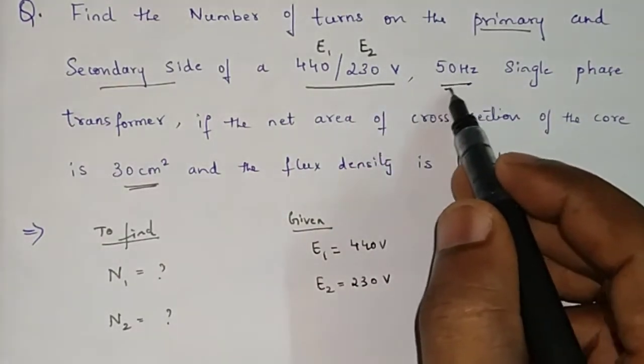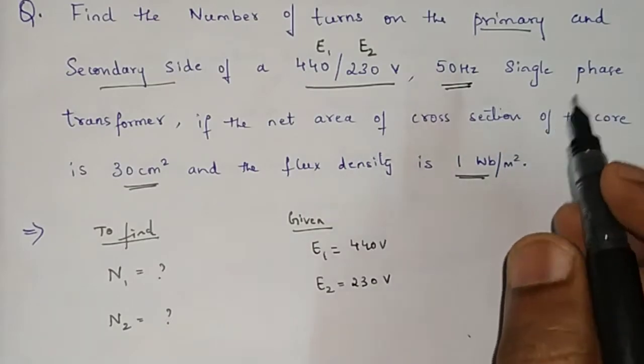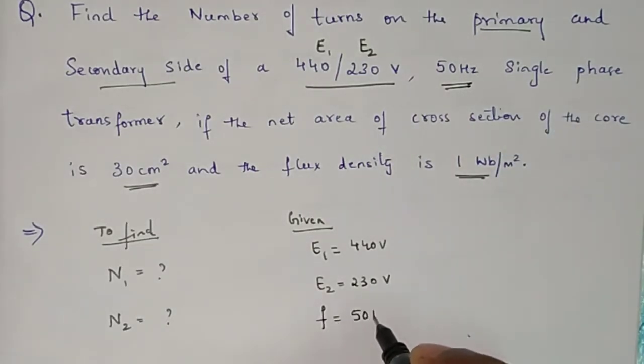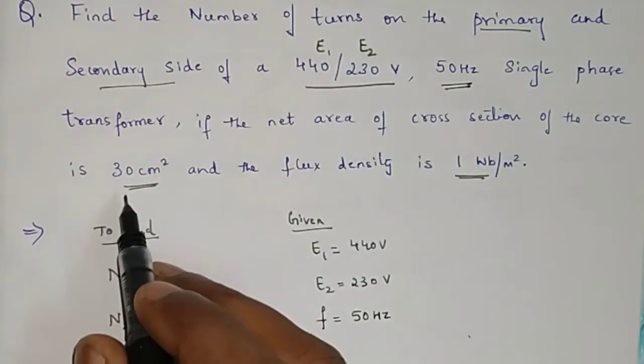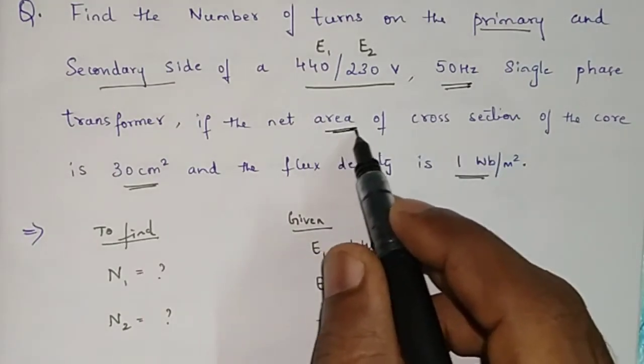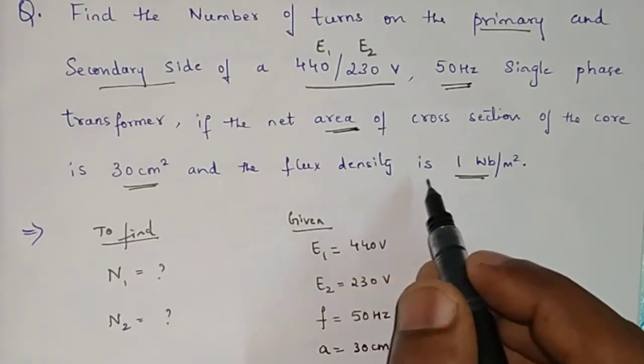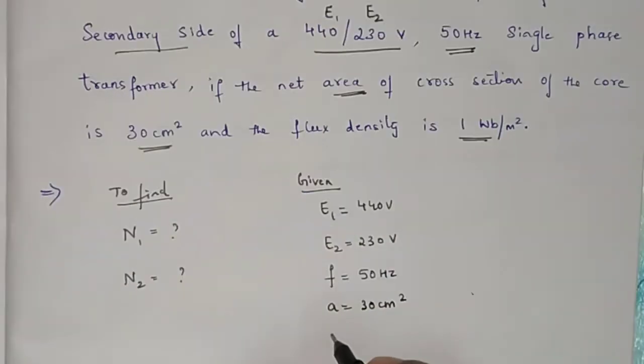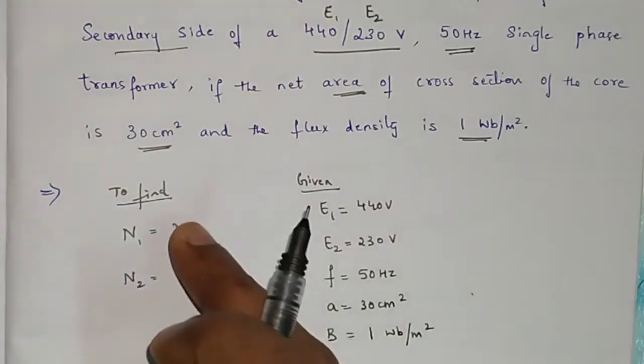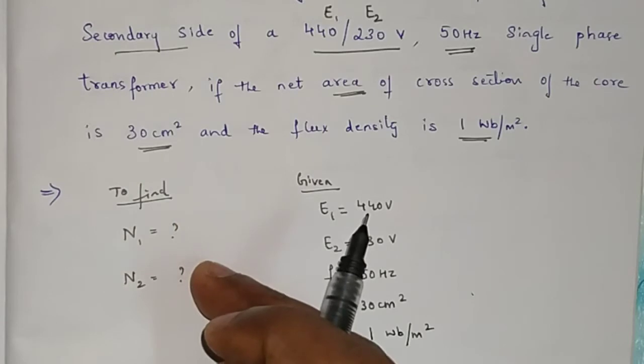Apart from this, 50 Hz is given. Hz is nothing but the unit for frequency. So the frequency value is given as 50 Hz. And after that, area is given as 30 centimeter square. Then flux density is given. Flux density is represented by B, which is given as 1 Weber per meter square. So this is what they have given. We need to find out the number of turns in the primary and secondary winding.